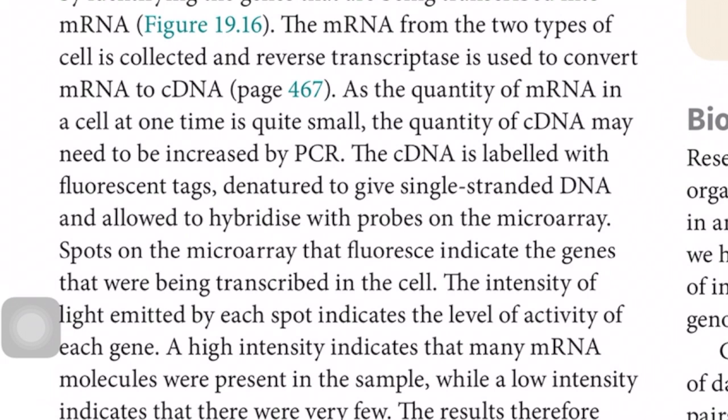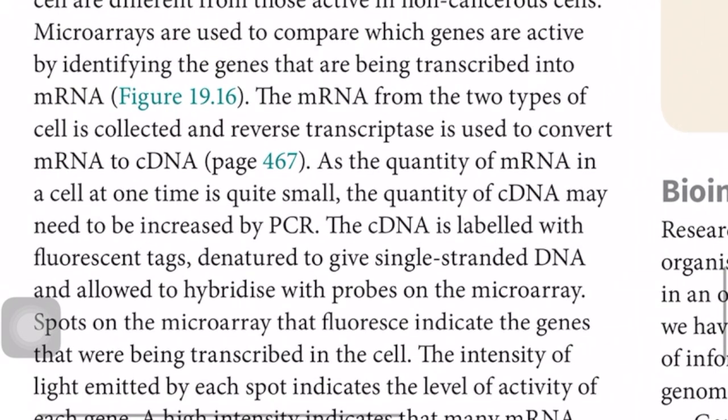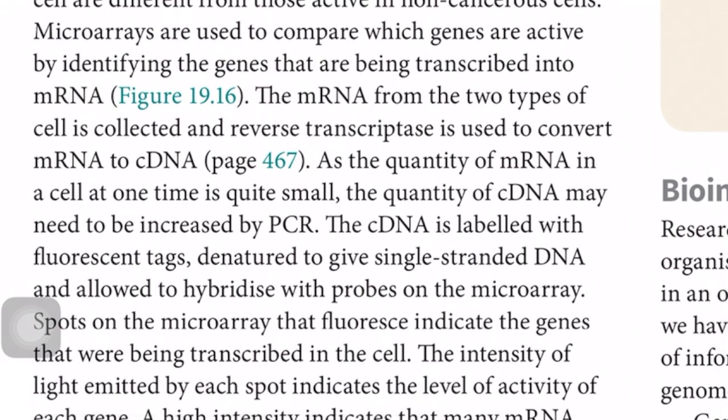Okay, so the mRNA from 2 types of cells is collected and reverse transcriptase is used to convert mRNA to complementary DNA. As the quantity of mRNA in a cell at one time is quite small, the quantity of complementary DNA needs to be increased by PCR. Okay, if it's small, we can increase it by PCR, but we will not increase it by PCR if we are examining the level of activity.